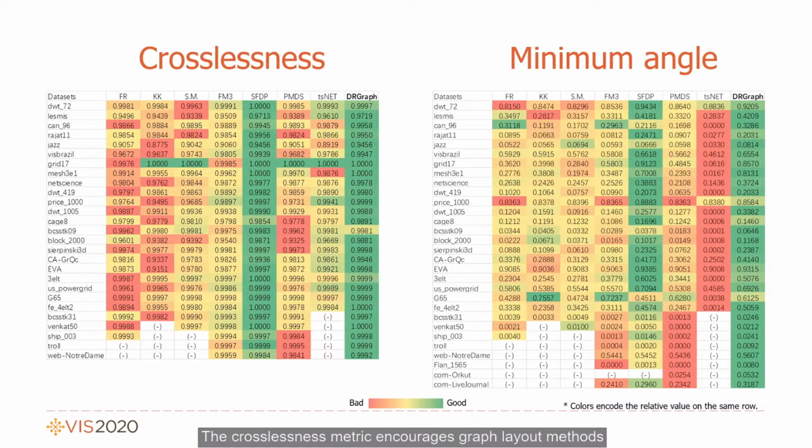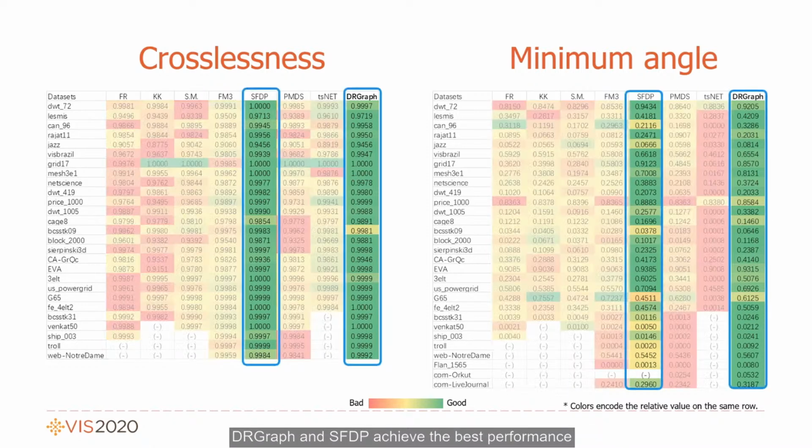The crosslessness metric encourages graph layout methods to minimize the number of edge crosses. The minimal angle metric quantifies the average deviation of the minimal angle from the ideal angle. DRGraph and SFDP achieve the best performance in terms of crosslessness and the minimal angle metrics. In summary, DRGraph achieves a comparable layout quality to FM3, SFDP, and tsNET.